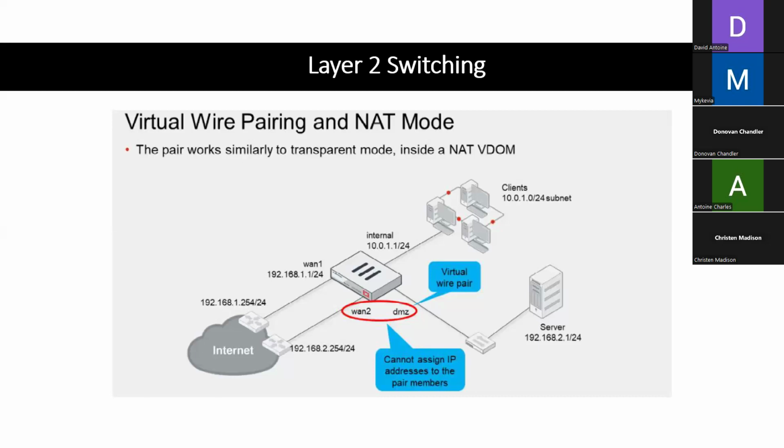As soon as he configured these interfaces to be a virtual wire pair, it went from being layer 3 interfaces to being layer 2 interfaces. He can never assign an IP address to them. Does that make sense? So the virtual wire pair could never get an IP address. Yes. Okay.